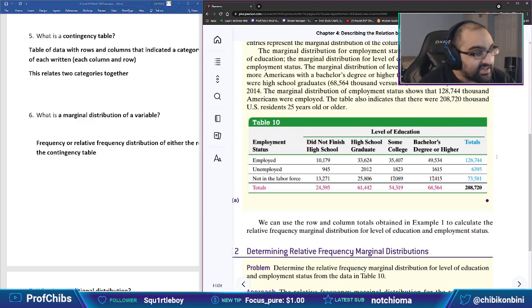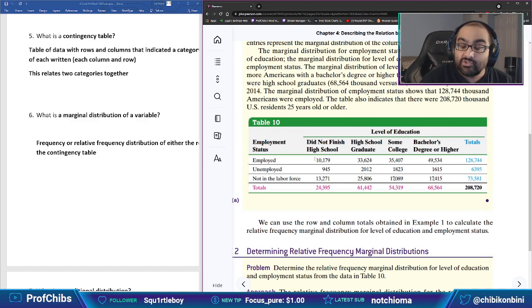And we can see here we have some totals running for the table. Now again, this relates both of these things together. So for example, let's look at 10,179 on this table. Well, 10,179 would indicate the number of people who are employed and who did not finish high school according to this survey. Okay, seems fair.